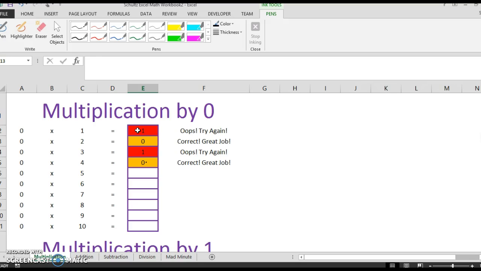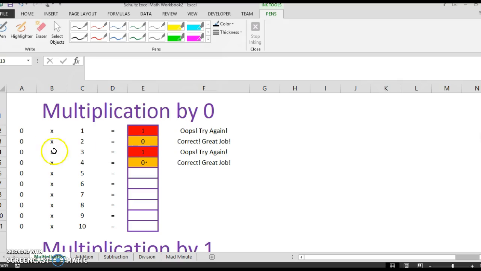As you can see, I did an example up here. I did 0 times 1. So what this is saying is I have 0 groups of 1. And if I have 0 groups of 1, my answer doesn't really make sense, doesn't really come out. So as you can tell, I put 1 in here just to see what happens. And it says, oops, try again. So then I know that that was wrong.